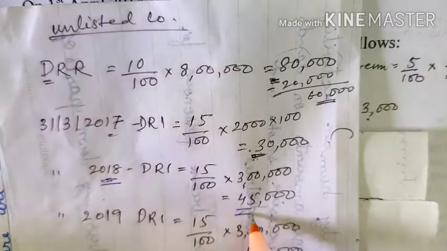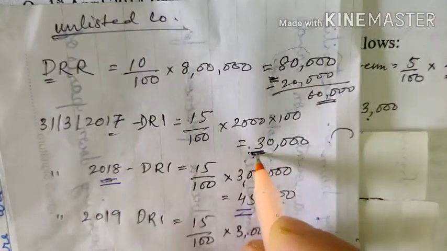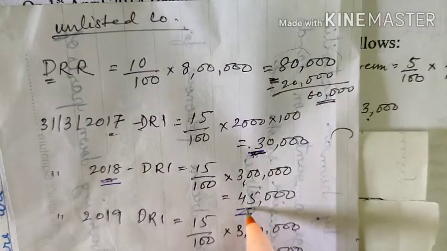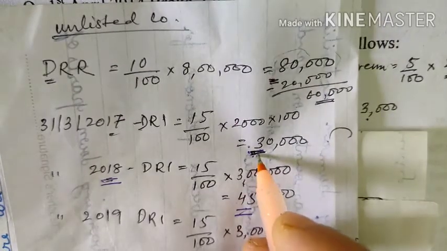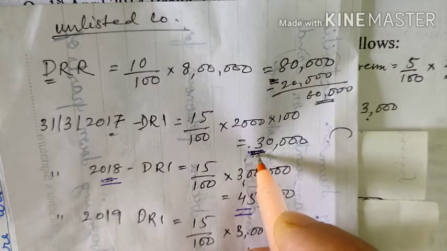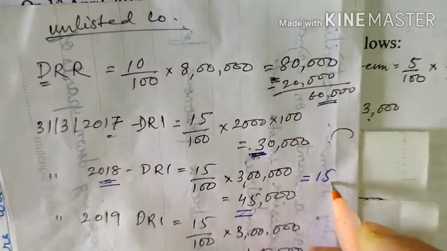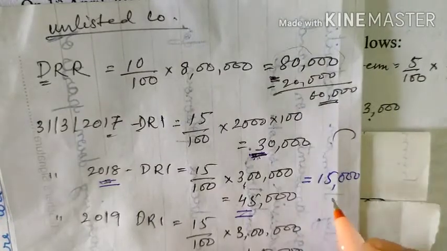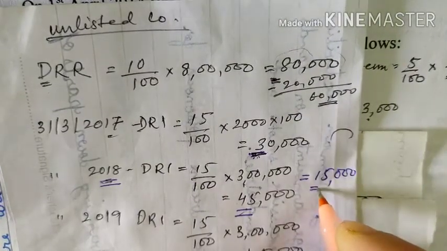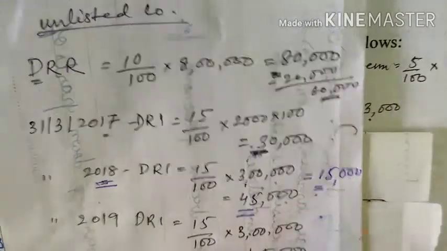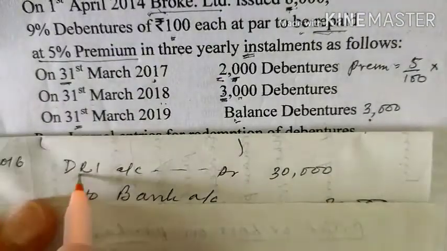45,000, right? But this 30,000 is still invested. This is not realized, right? You required 45,000. 30,000 is already there, which is still existing. So how much do you need in the year 2018? 15,000. So the new investment in 2018 is 15,000. So we'll have the entry for this 15,000, right?